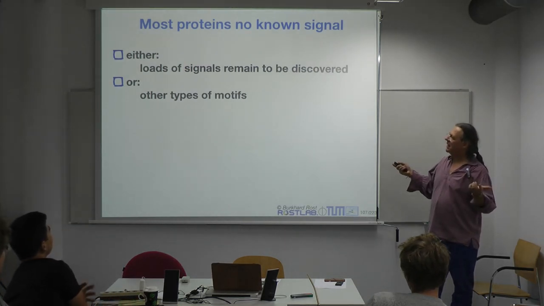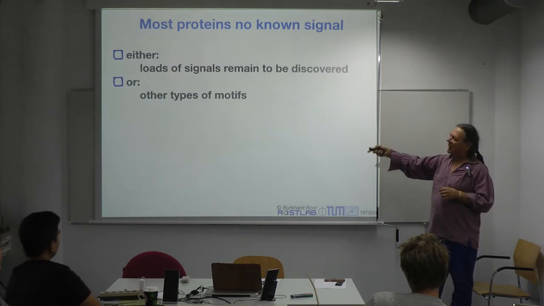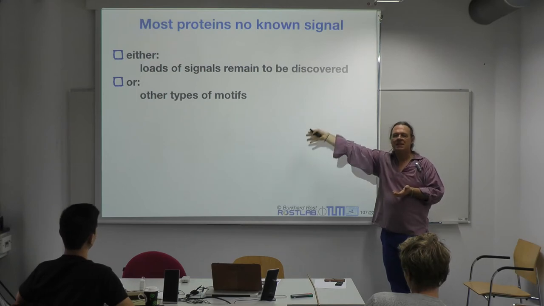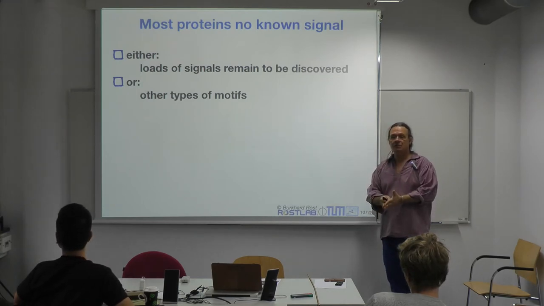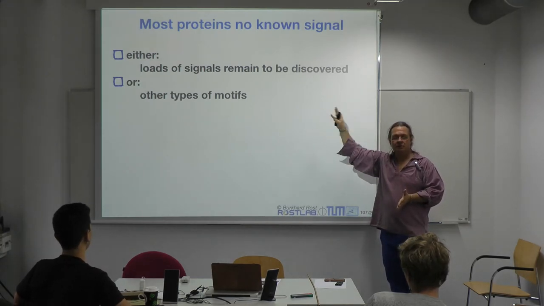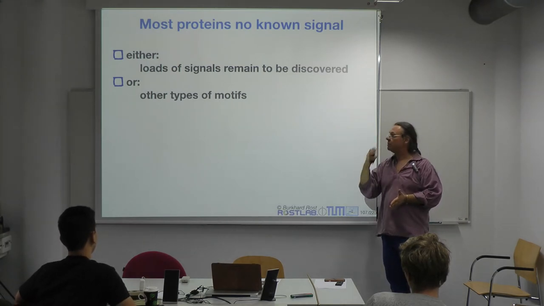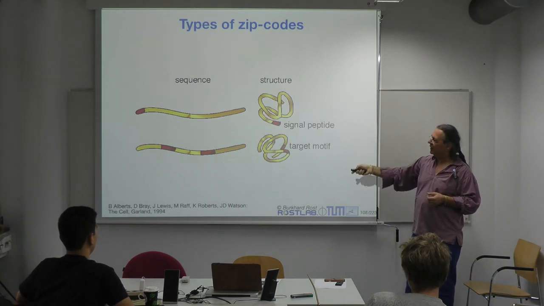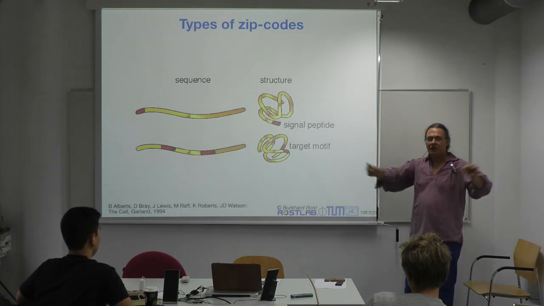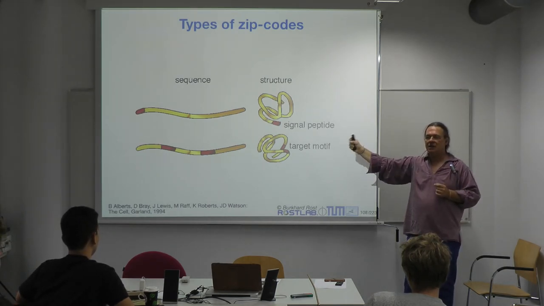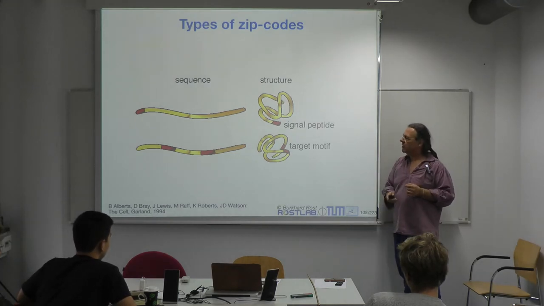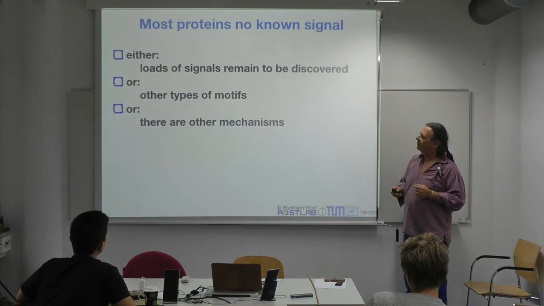So why could that be the case? It could be that many of the signals are just unknown, so they remain to be discovered. So we know the localization by an experiment, but we don't know the motif that is responsible for that. We don't know the zip code. Or there are other types of motifs. So far, all the motifs are of the sequential type, even nuclear localization signals. They are spacers, but they are not quite the full-blown conformational motif kind of story.